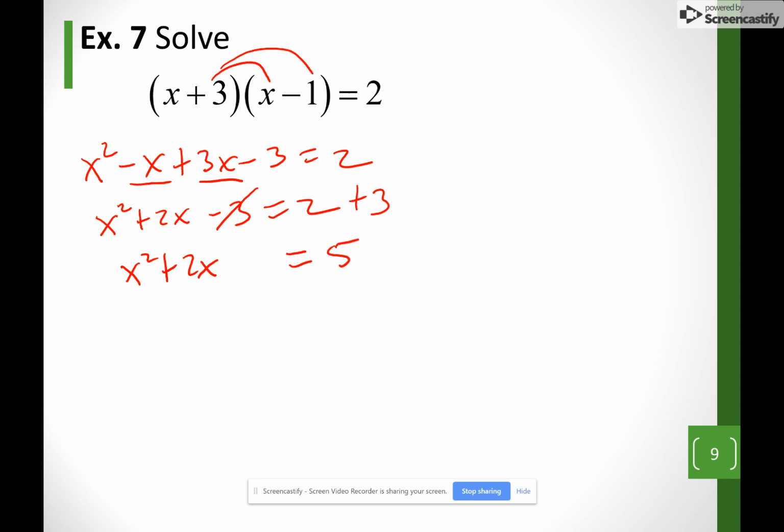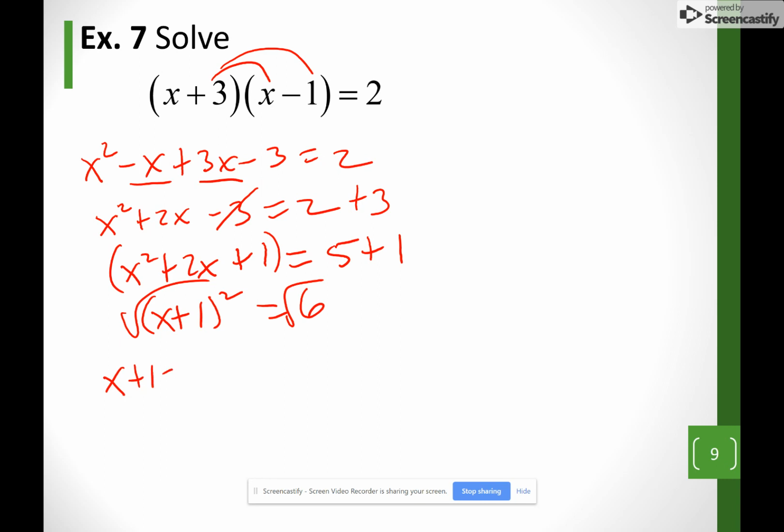Then I'm thinking, okay, the half of 2, because my leading coefficient is 1. Half of 2 is 1. Squared is 1. 1 squared is 1. So I'm going to add a 1 to each side. The left side, that is x plus 1 all squared. The right side, 5 plus 1 gives me 6. Now I'm going to do the square root on each side. So x plus 1 is equal to the square root of 6, and x plus 1 is equal to the negative square root of 6.